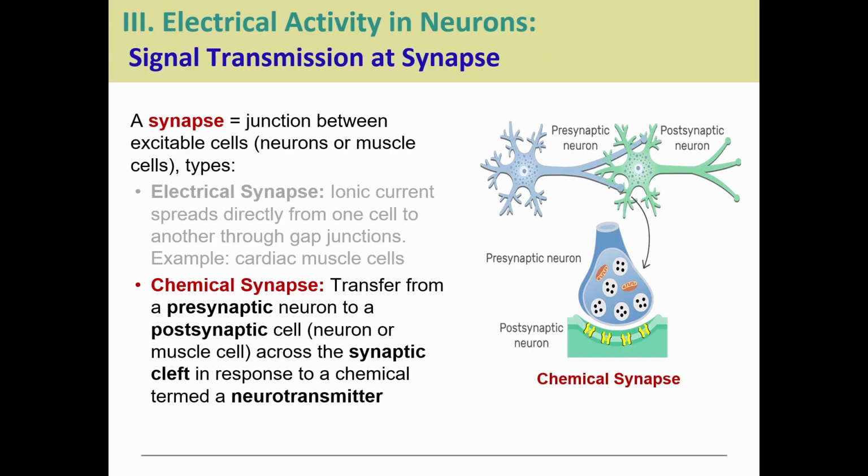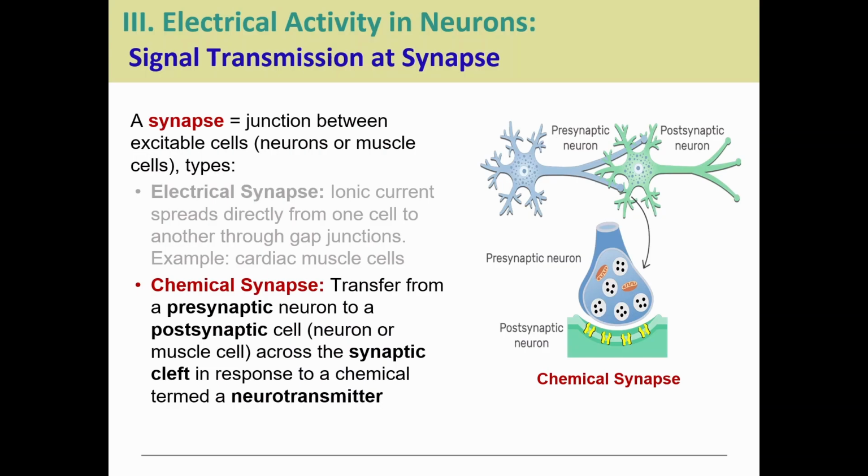So we've traveled down the axon. We get to the end. Now what? Because everything we've talked about so far has all been what's happening inside a single neuron. But how do we then bridge the gap from one neuron to the next? We have to pass over what's called the synapse. The synapse is the junction between what we call excitable cells, so between neurons or between a neuron and a muscle cell.